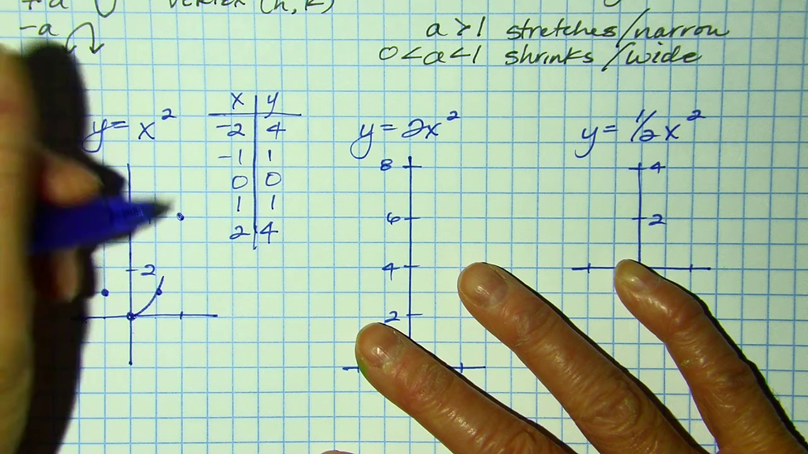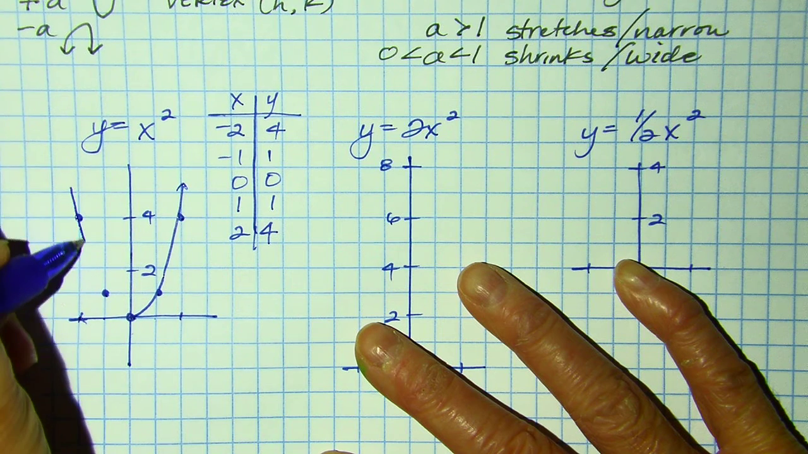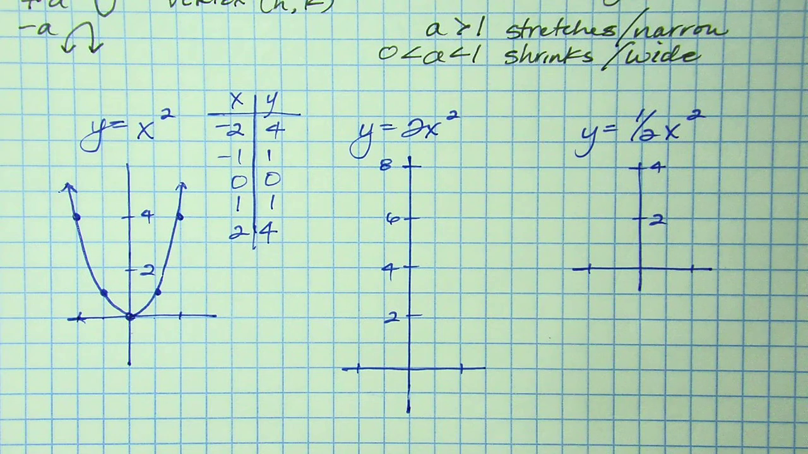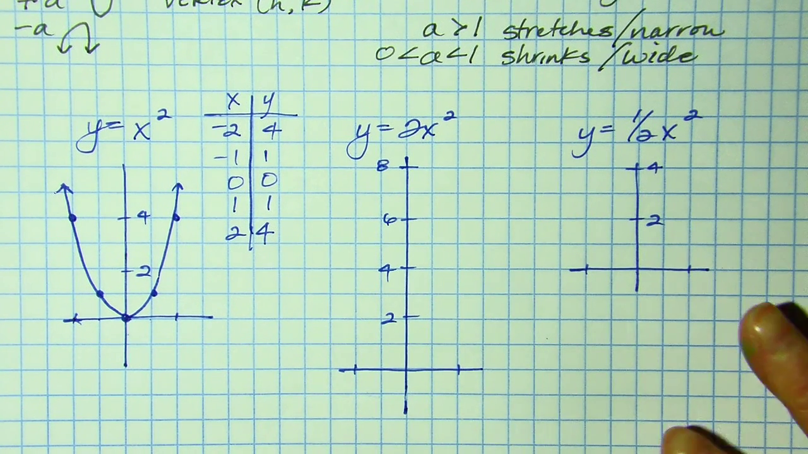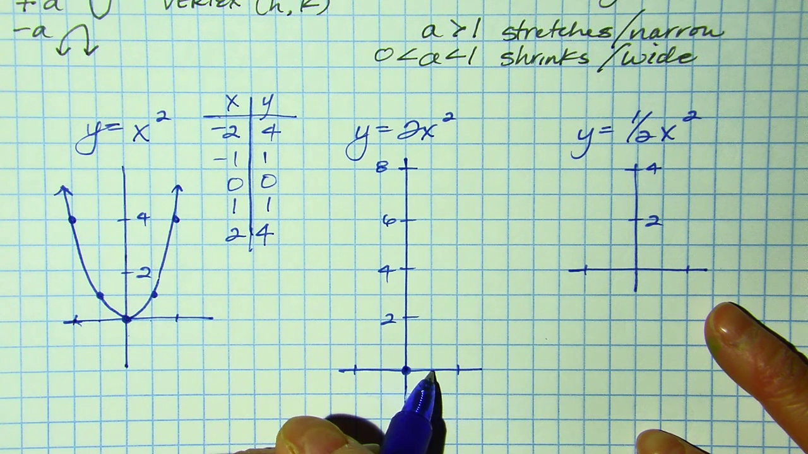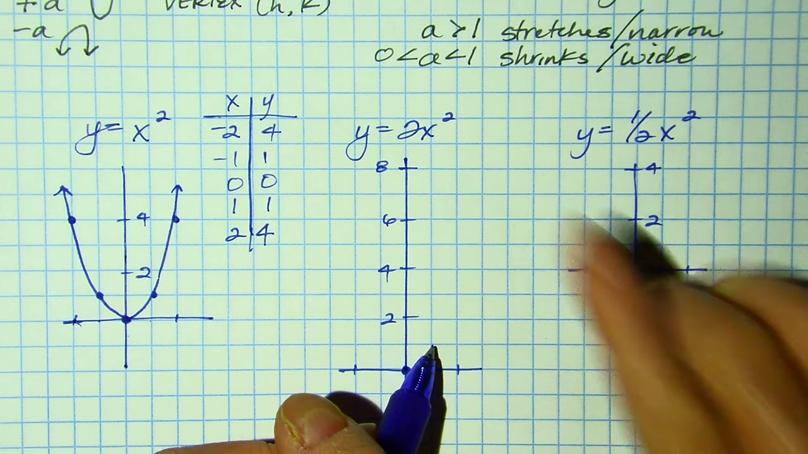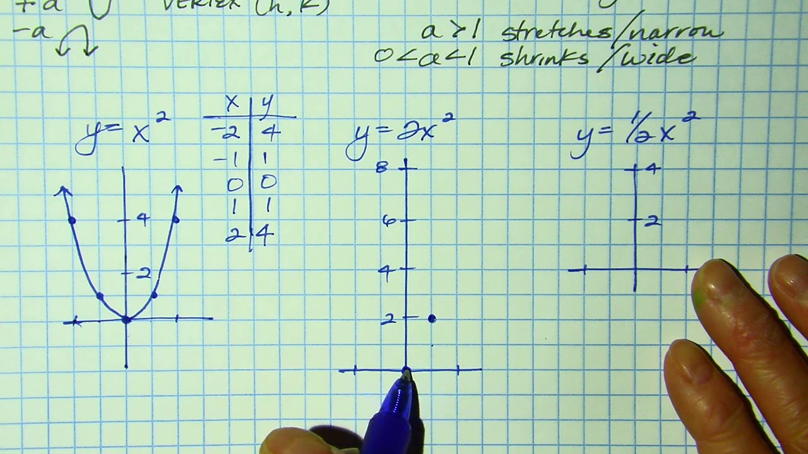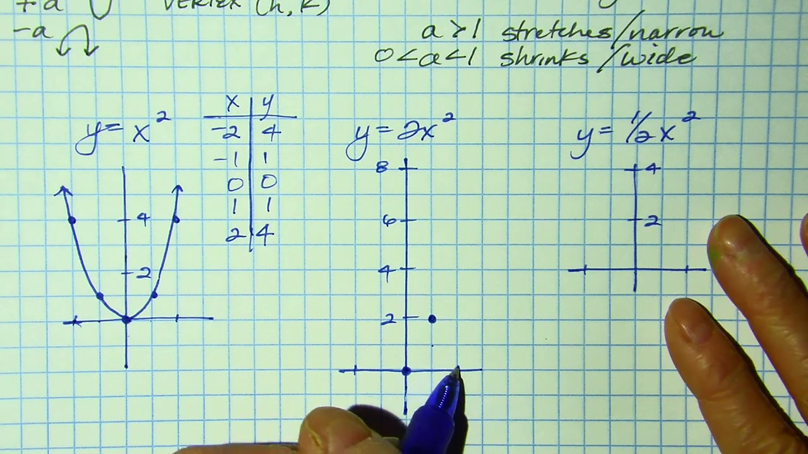This is the standard form of a parabola. I can keep going, right? 3 squared would be 9. I just didn't want a very large graph. Now let's look at what happens when a is 2. So here's my vertex at 0, 0. If I go to the right 1, 1 squared is 1, but I'm multiplying that by 2. So 1 times 2 is 2. If x is 2, 2 squared is 4, but 4 times 2 is 8.